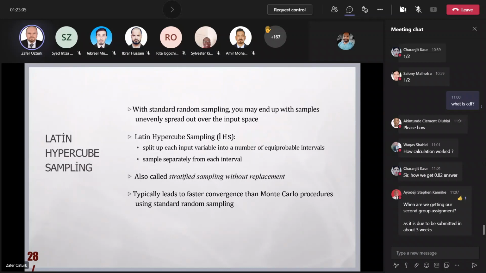This is also called stratified sampling without replacement. And this typically leads to faster convergence than Monte Carlo procedures using standard random sampling.